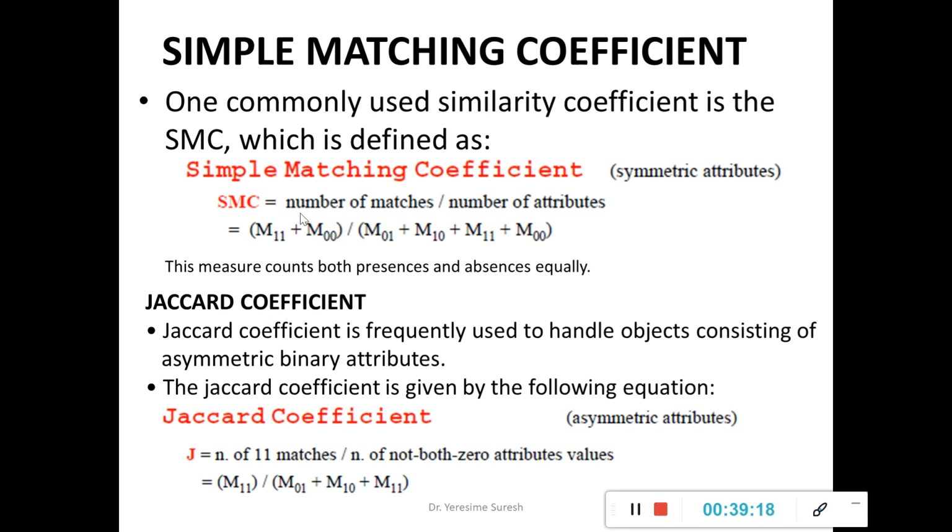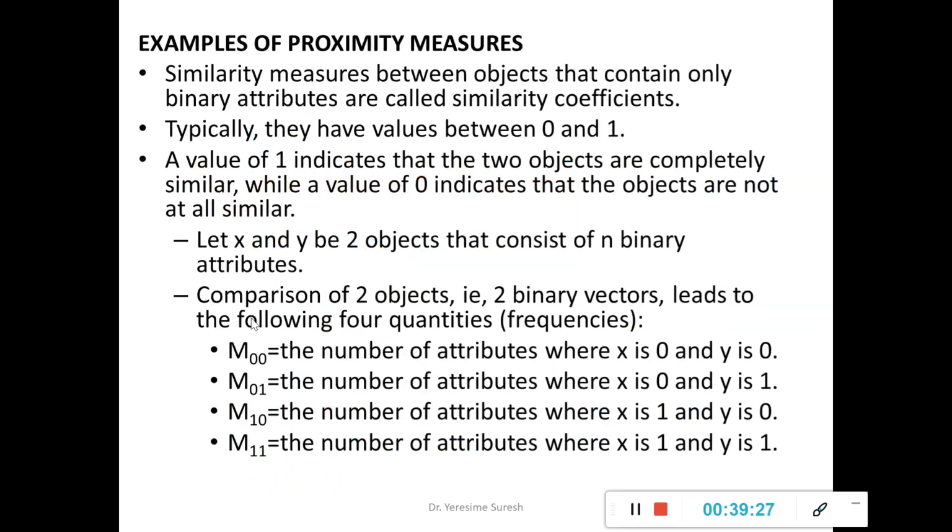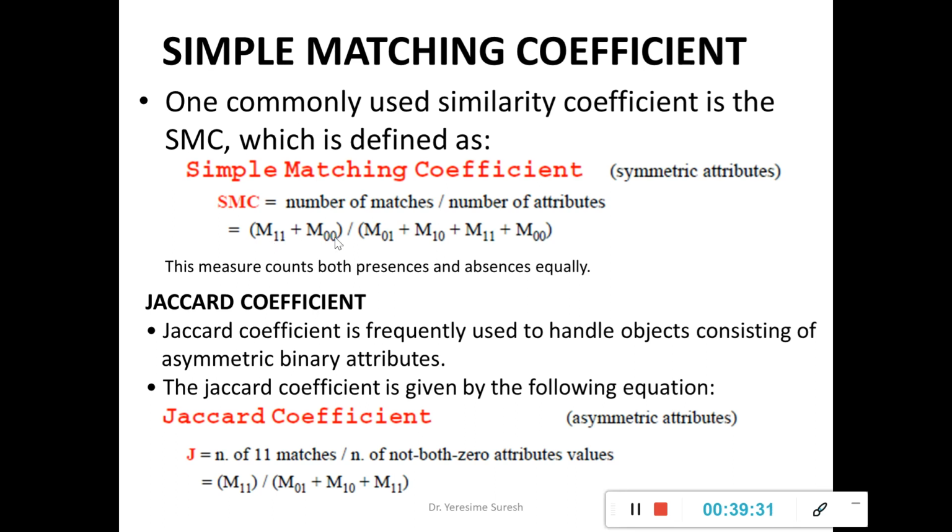You can see the formulas. SMC, the simple matching coefficient, is defined as number of matches divided by total number of attributes. What are number of matches? m11 plus m00. m11 plus m00 divided by total number of attributes will give me the simple matching coefficient, which will describe the presence or absence of a given term equally, because m00 indicates both x and y values are 0, m11 indicates both x and y values are 1.